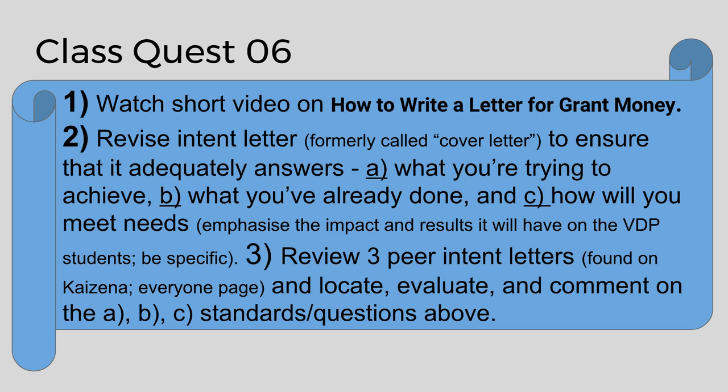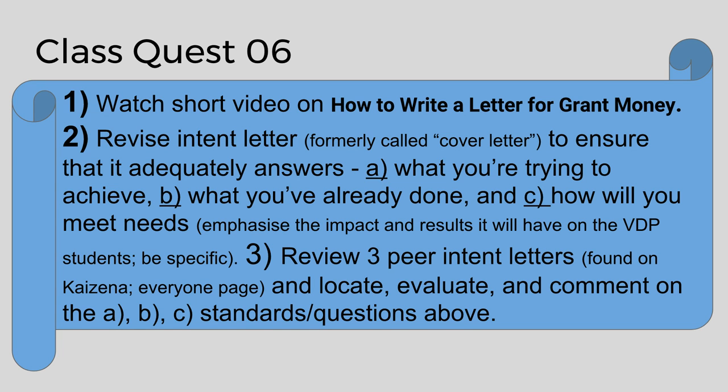So this is what you'll do for Quest 6 today. Watch a short video on how to write a letter for grant money. And then you'll move on to step 2. Revise your intent letter, again, formerly what we called the cover letter, to ensure that it adequately answers A, what you're trying to achieve, B, what you've already done, and C, how will you meet needs. Remember here in step C to emphasize the impact and results it will have on the VDP students and be as specific as you can.